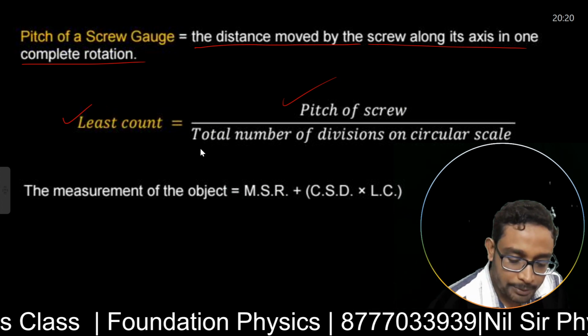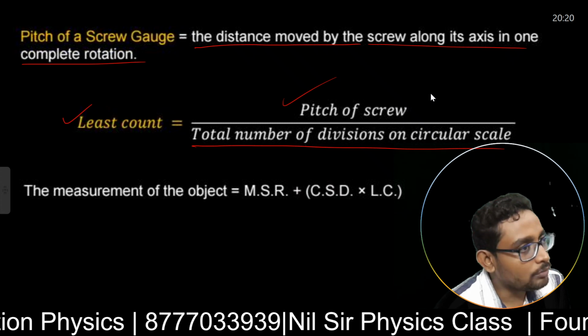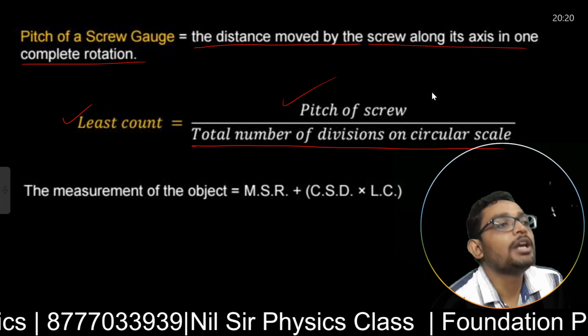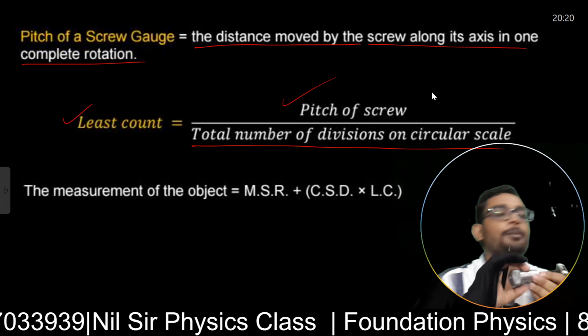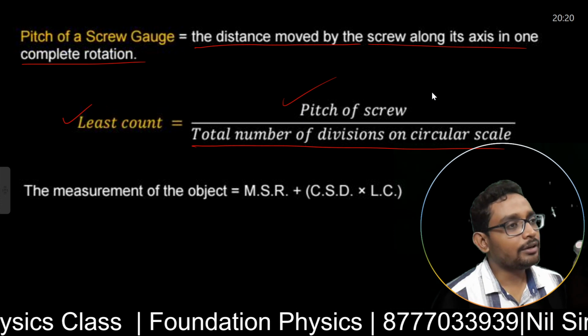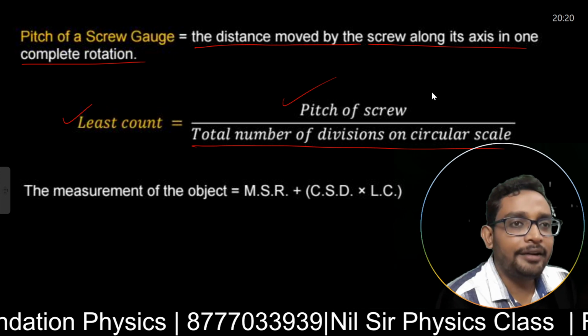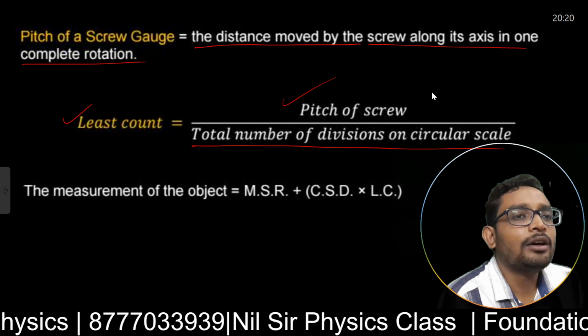What is least count? The pitch of the screw divided by the total number of divisions on the circular scale. If the total number of divisions in the circular scale is 50, then we will divide the pitch by 50. If it is 100, we will divide it by 100. If it is 200, we will divide it by 200.